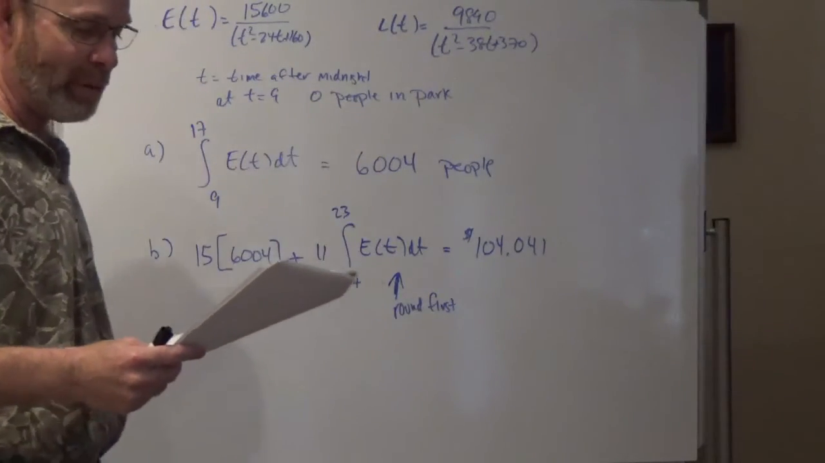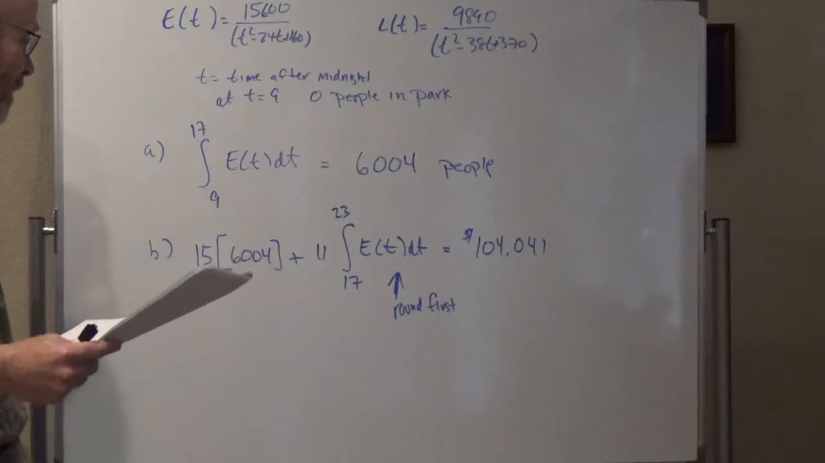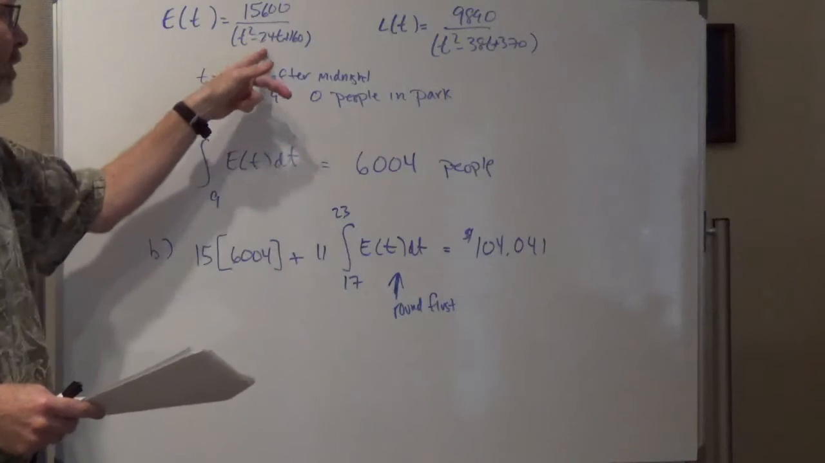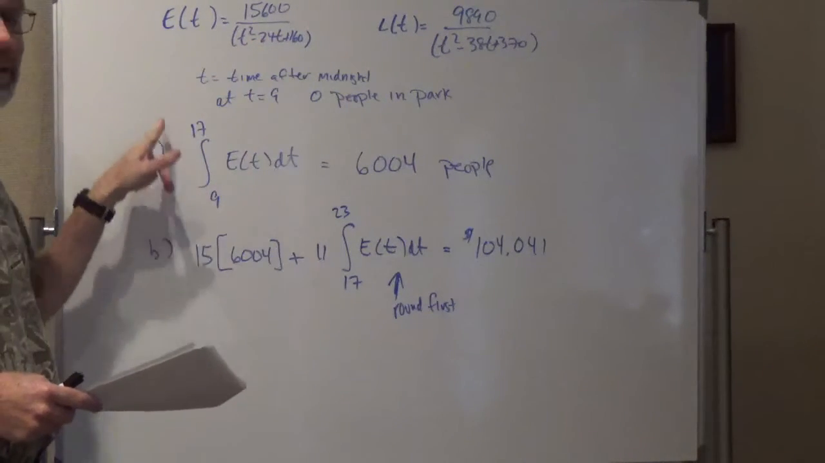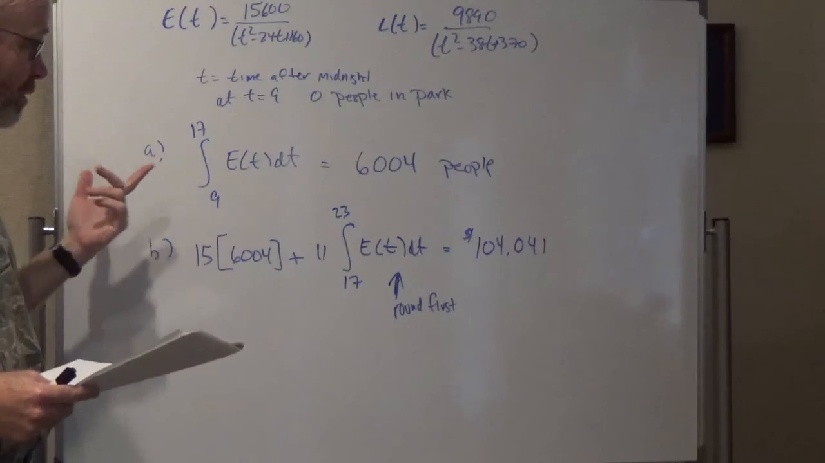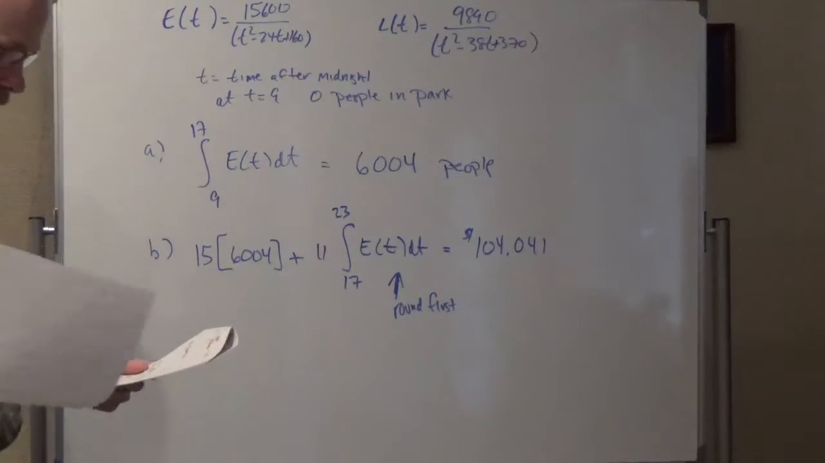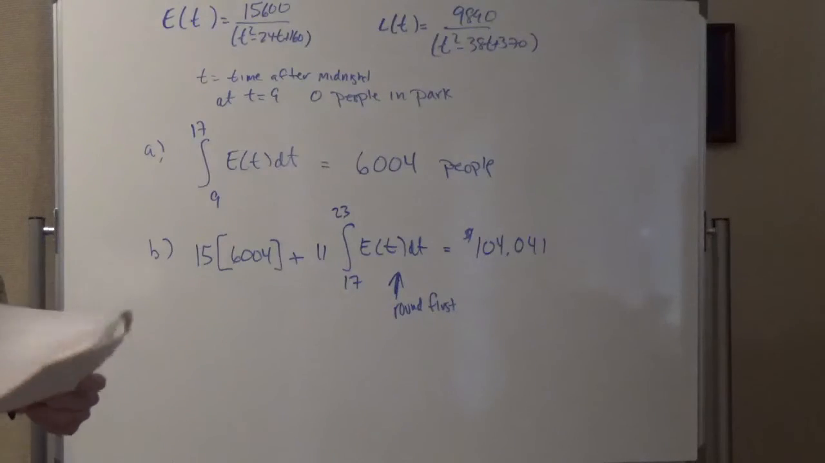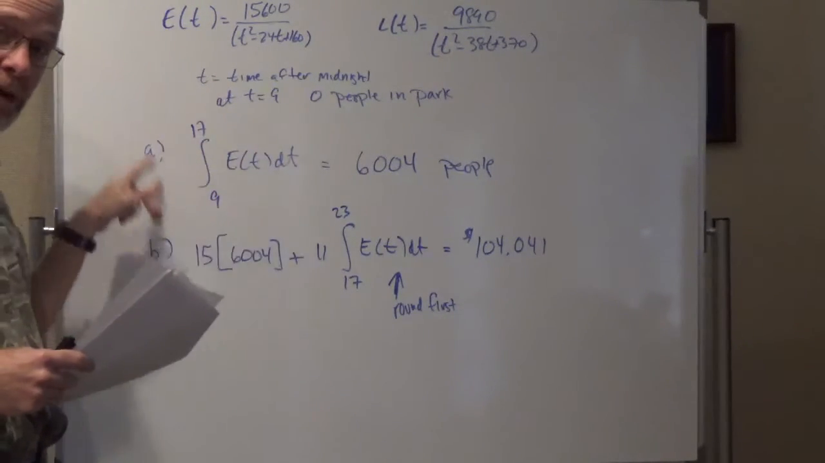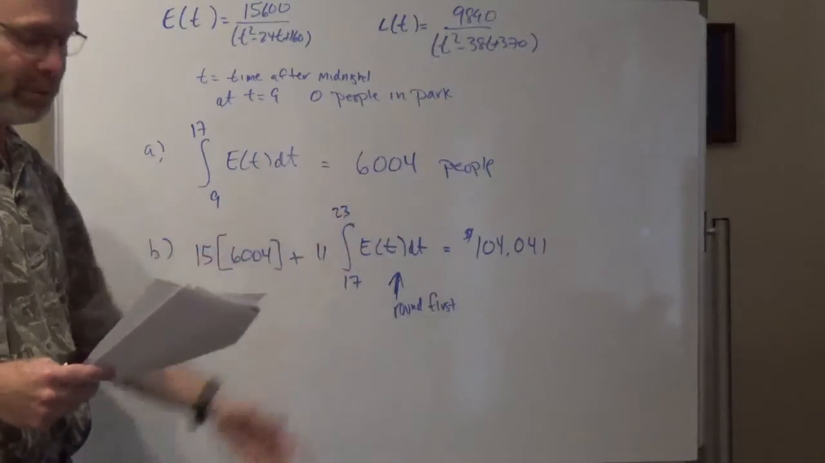First question says how many people have entered the park by 5 p.m., which is time 17. So you just take that enter equation, this one, and integrate it from 9 to 17. That's all you got to do. And then they actually round it to the nearest people, 6,004 people. If you're grading, 2 points for that. 1 point for getting that work down there, and 1 point for the proper answer.